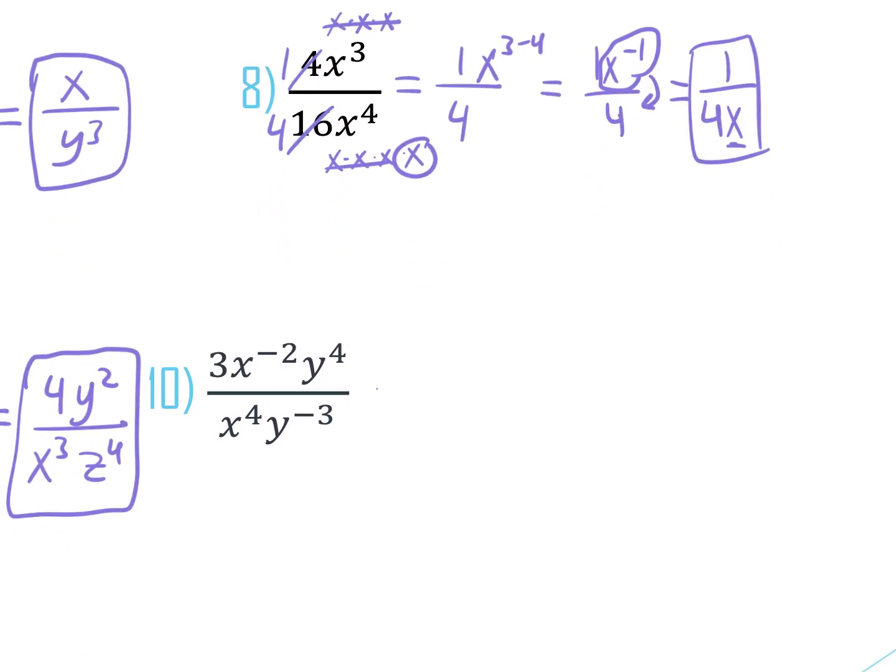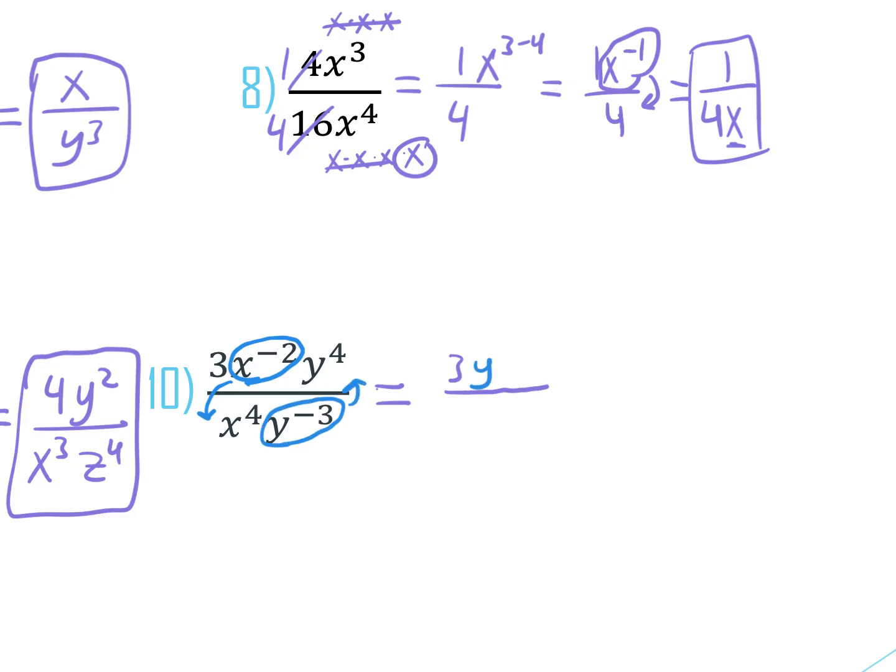All right, so let's look at the next one, number 10. Again, coefficient with the coefficient, but I only have one coefficient and it's on top, so I'm going to leave it alone. You have options here. You can either move your negative exponents. So let me try it that way and then I'll show you the other way. So I can either move my negative exponents right away.